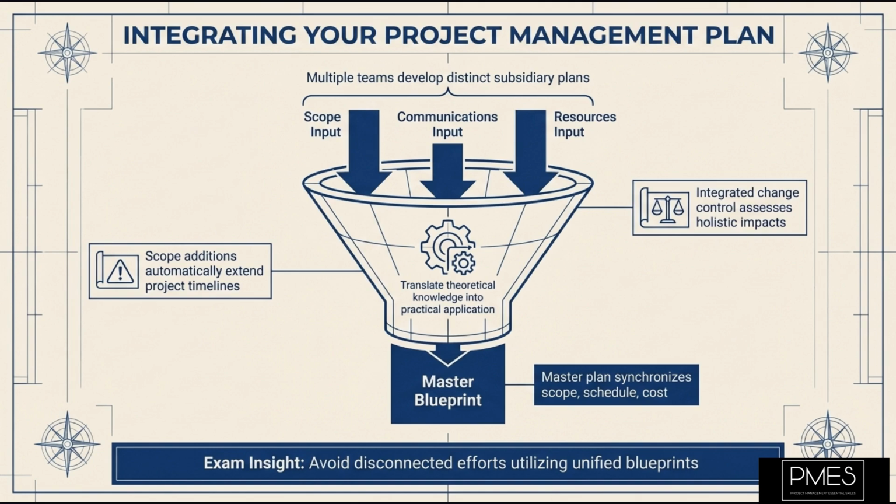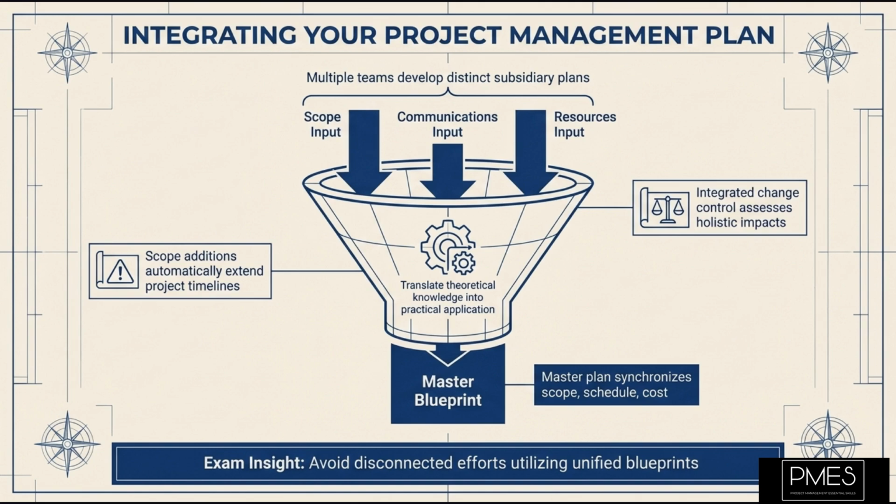Let us use a quick example. Imagine you're launching a new online training course. The content team creates the scope management plan, outlining all modules and lessons. The marketing team develops the communications management plan, detailing how to promote the course. The technical team drafts the resource management plan, specifying server requirements and software. The project management plan integrates these.